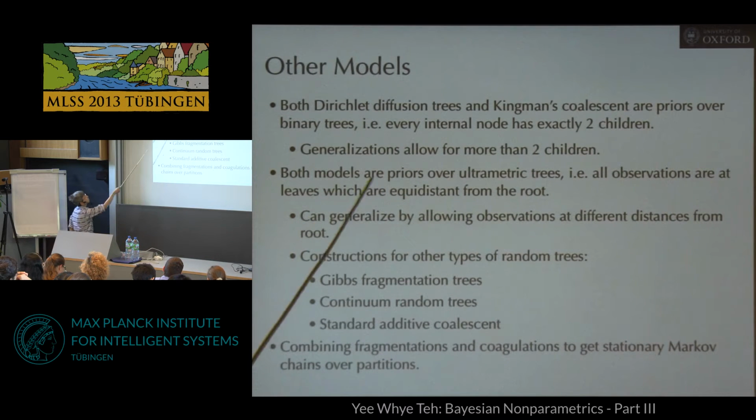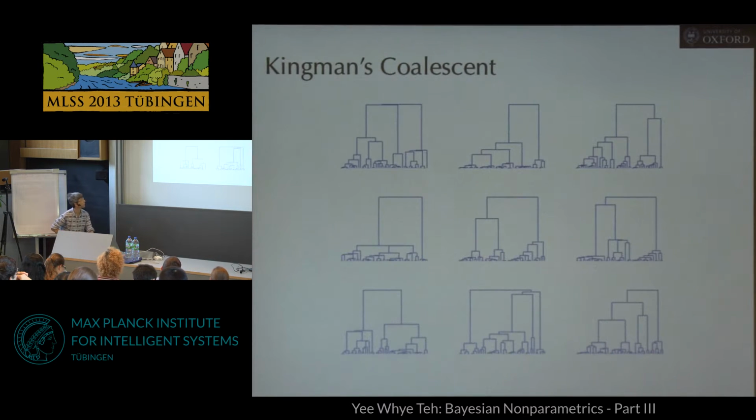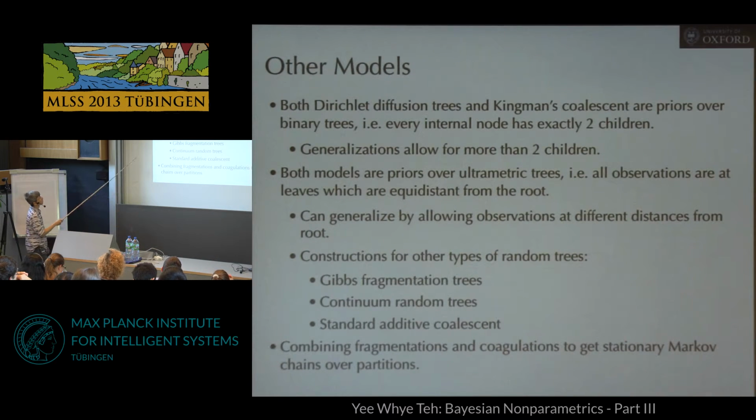Both of these models give priors over binary trees that have certain properties. Firstly, all the leaves of the tree are at exactly the same level, the same distance from the root. These are what's called ultrametric trees. The other property that both of these have is that at every internal node of the tree, you have exactly 2 children. It's always going to be exactly 2.